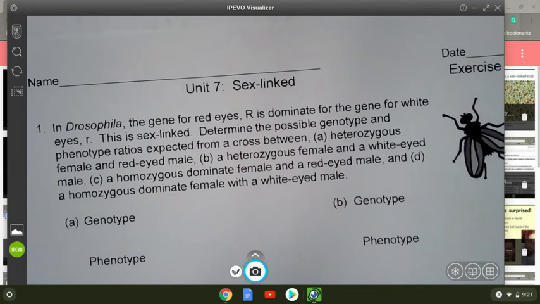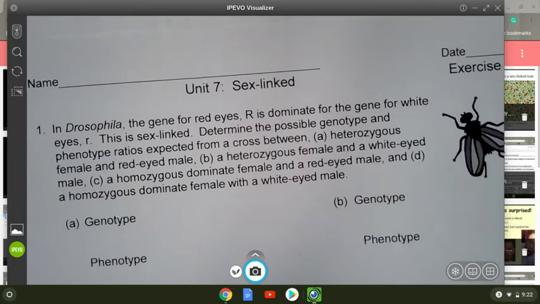All right, so our first problem says in Drosophila, which are fruit flies, the gene for red eyes, R, is dominant for the gene for white eyes, little r. This is a sex-linked trait. So determine the possible genotype and phenotype ratios expected from a cross between, for A, a heterozygous female and a red-eyed male. For B, a heterozygous female and a white-eyed male. C, we're going to cross a homozygous dominant female and a red-eyed male. And D, a homozygous dominant female with a white-eyed male.